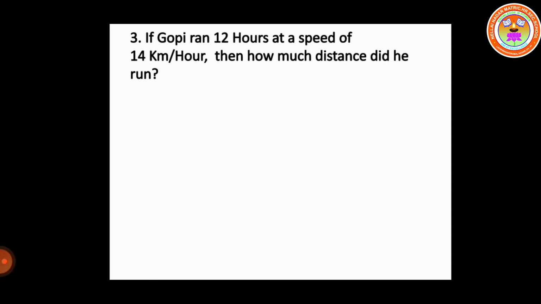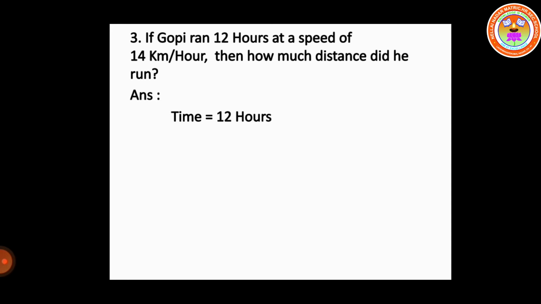Question number 3. If Gobi ran 12 hours at a speed of 14 km per hour. From this you can find they given time 12 hours and speed 14 km per hour. Then they are asking to find how much distance did he run. So here we will use the formula distance equal to speed into time.